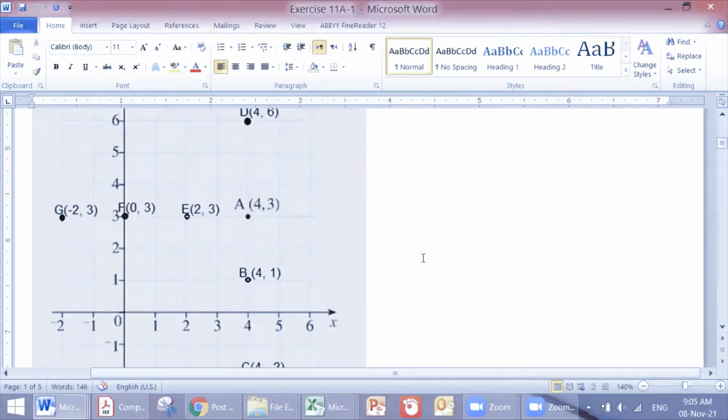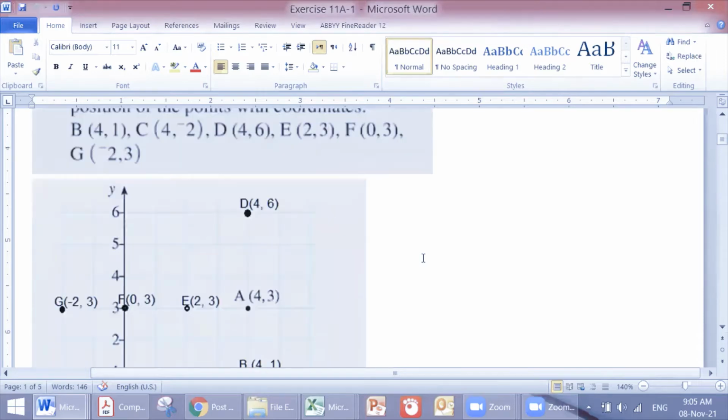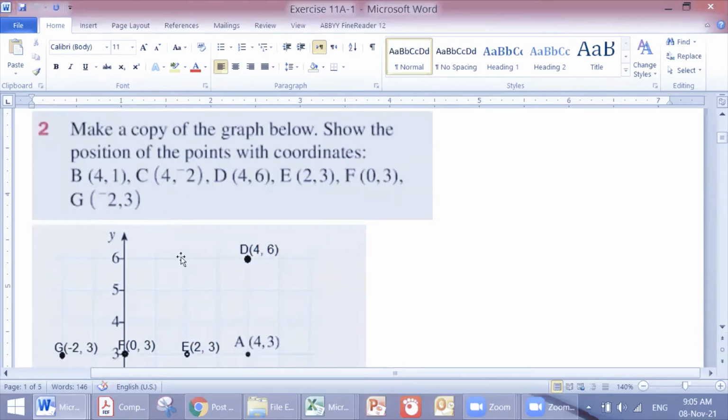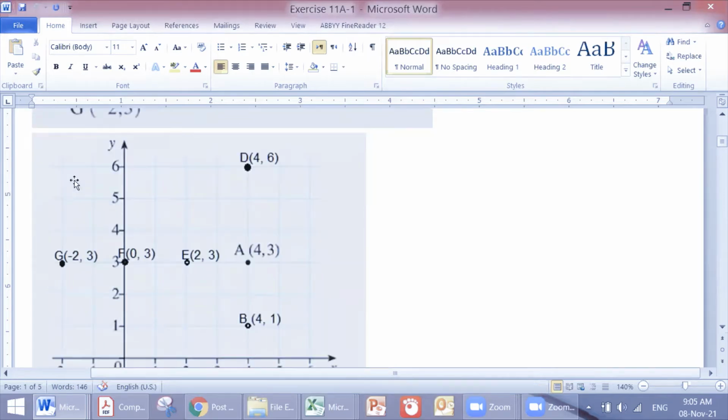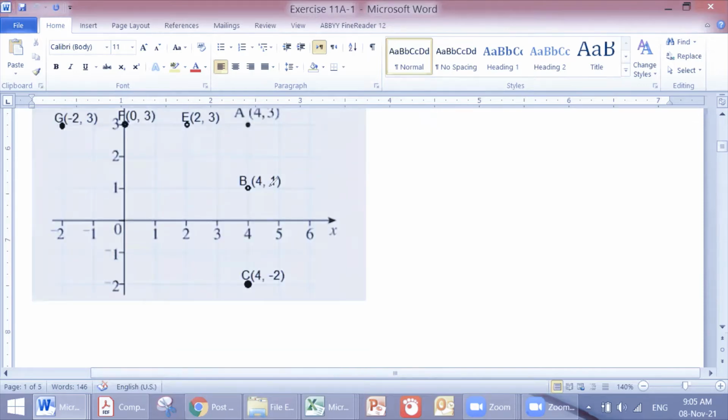And this question is about drawing the coordinates of these vertices. A coordinate is already drawn. You have to draw the coordinate B. B is at 4 and 1. And what does it mean? That you will go 4 values to the right: 1, 2, 3, and 4.